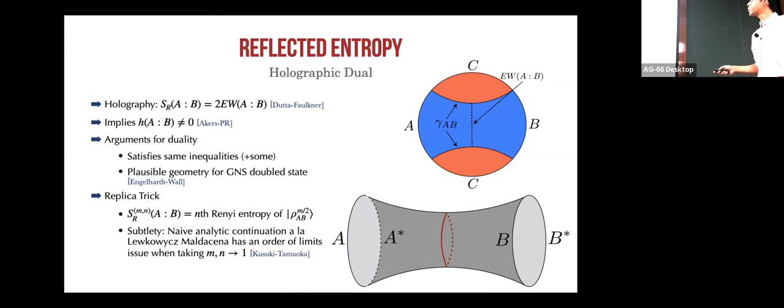The way in which Datta and Faulkner did it landed them on the cross section, but there's another way of doing the analytic continuation, which gives you something more like the mutual information. And so you really need to determine what is the right analytic continuation in holography in order to get the reflected entropy.